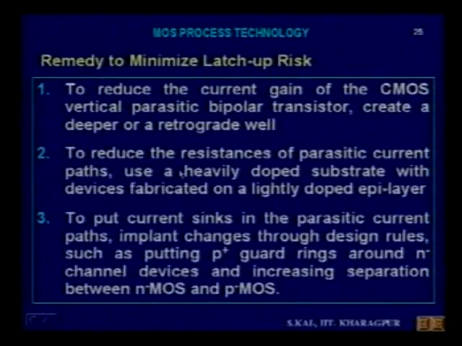Okay. One is the retrograde well, another is putting a guard ring. That means by putting a guard ring, you are trapping the carriers which are generated because of the latch-up effect. And the other one is increasing the base region doping, which can be done by adjustment of the channel doping.